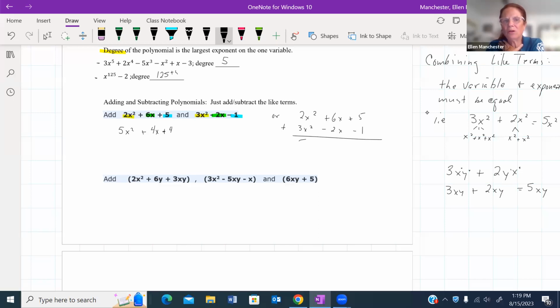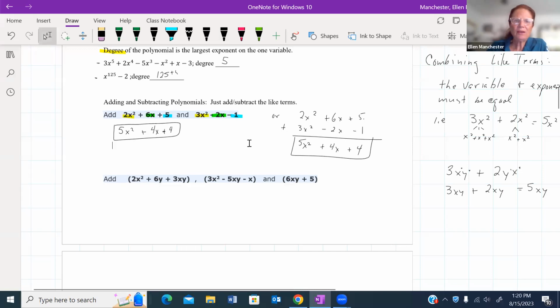2x squared, 3x squared, I have 5x squared. 6x minus 2x, I have 4x. 5 minus 1, I have 4. Either way, you're going to get the exact same answer. Now, obviously, when I rewrite it, it takes more work, but you can actually see that we are writing them all in the right column.